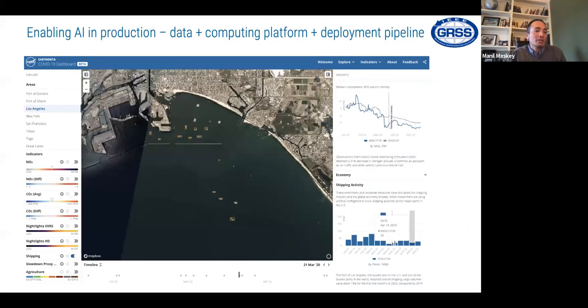Another example is this COVID-19 dashboard, where AI models detect shipping and airport activities to understand the economic impacts of COVID-19. And here, obviously, to detect those features, we need high resolution imagery, which we do have access to. And we productionize these using cloud data processing, cloud platforms, and an automated pipeline that we are developing and generalizing for all these AI applications.